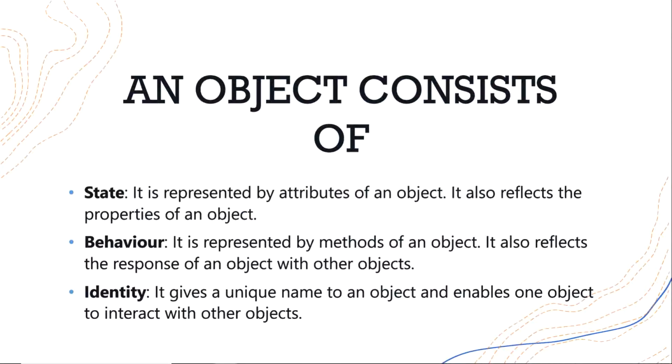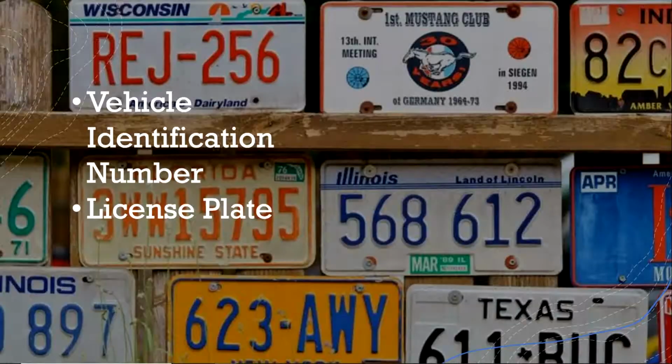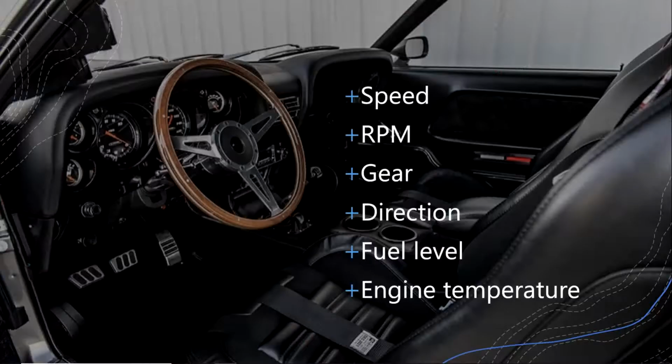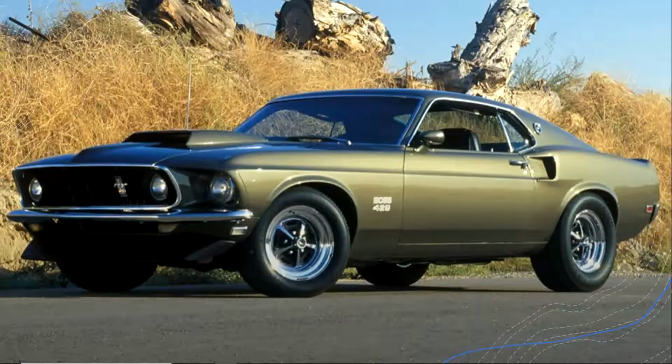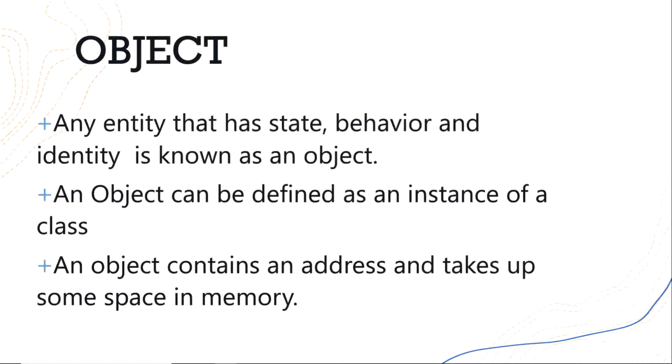And the other thing is the identity. Identity is nothing but giving a unique name to the object. This is our object, so what is the identity of this particular object? The identity is the license plate and the other one is the vehicle identification number, VIN. Both of these things are unique to this particular object. So that is the identity of this car. These are the 3 things which the object consists of.